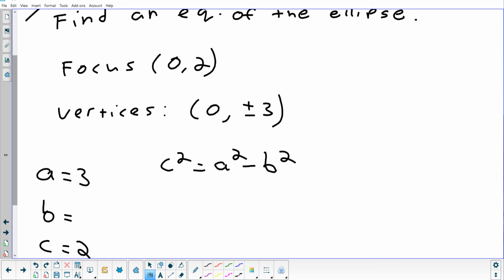Now fill it in. 4 equals 9 minus B squared. Okay, so what does B squared equal? Yeah, 5. I really don't need B because I need B squared in the formula, so we might as well just leave it as 5.